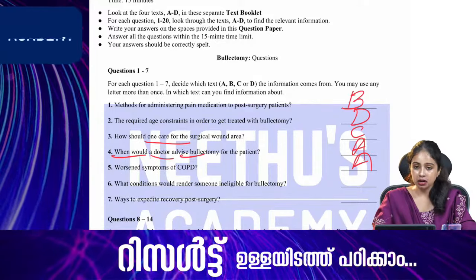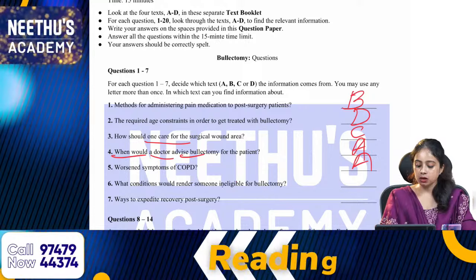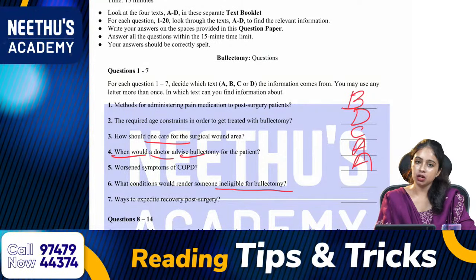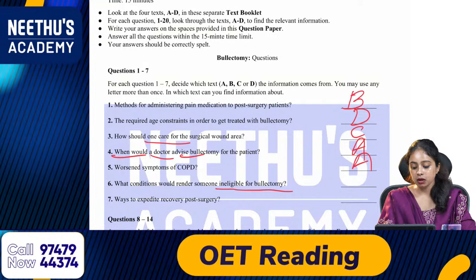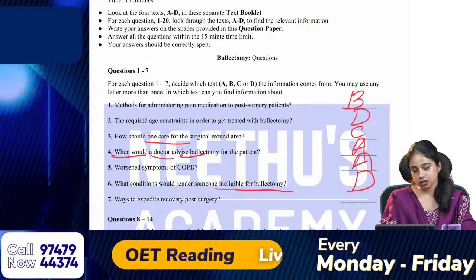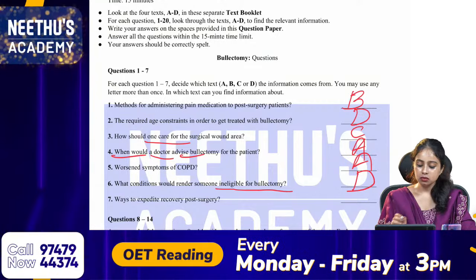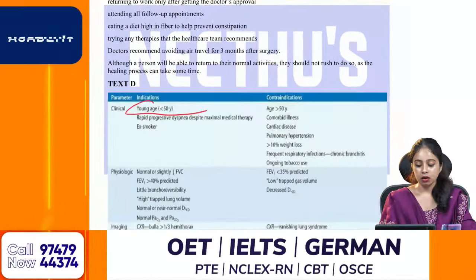What conditions would make someone ineligible for voluectomy? The contraindications they have mentioned here from text D, ineligible. What are the contraindications? So that is from text D, from the table itself.